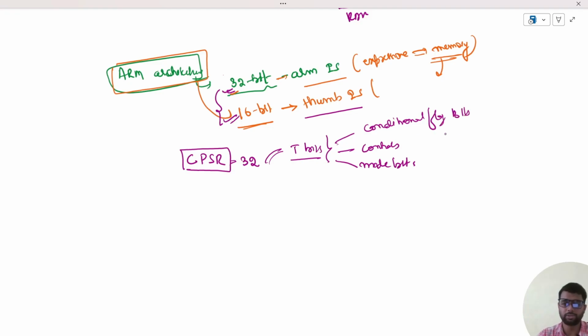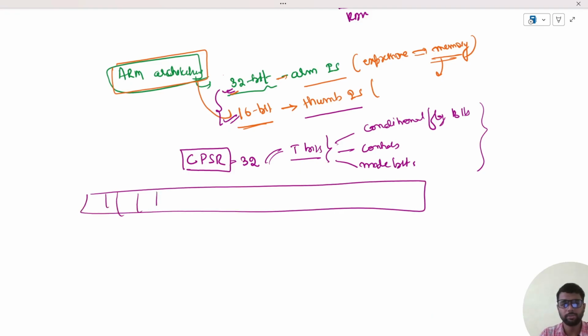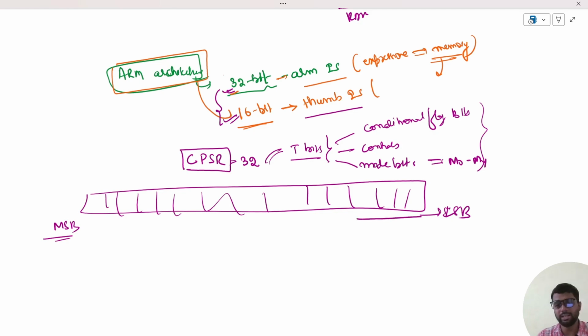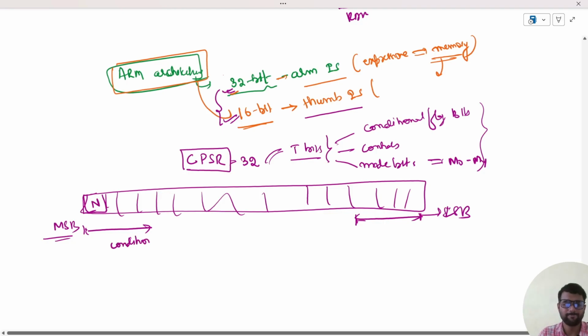Conditional flag bits. These are three categories of bits. Suppose this is a 32-bit register. This is the least significant bit side, and this is the most significant bit side. At the least significant side we have the mode bits, M0 to M4. On the most significant side, the last bit is the N bit, and then we have the conditional flag bits. We will see what these conditional flag bits are.